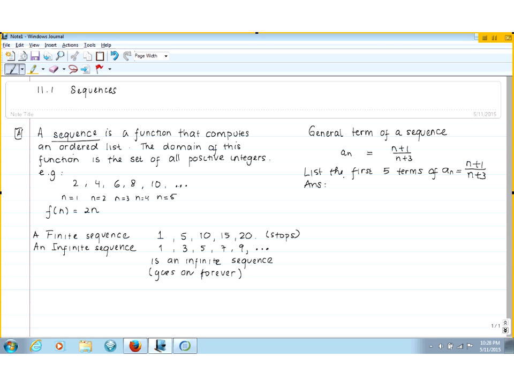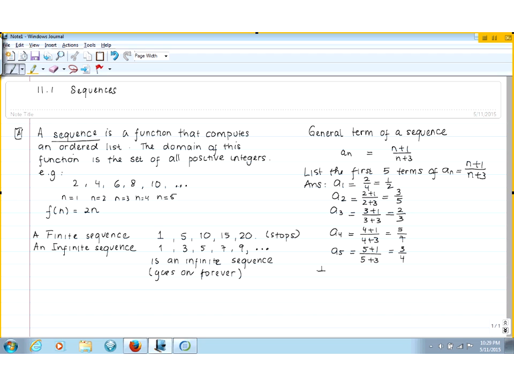So let's start with n equal to 1. We always start with n equal to 1, not 0. So what is a_1? a_1 is 2 over 4, which is equal to a half. And then a_2, so n is 2, is 2 plus 1 over 2 plus 3. So this is 3 over 5. Now a_3 is equal to 3 plus 1 over 3 plus 3. So this is 4 over 6, which is 2 over 3. a_4 is equal to 4 plus 1 over 4 plus 3, so 5 over 7. And a_5 is equal to 5 plus 1 over 5 plus 3, so 6 over 8, which is 3 over 4.